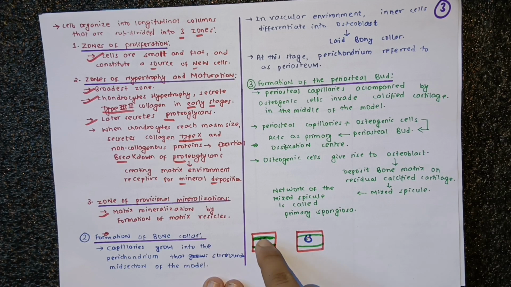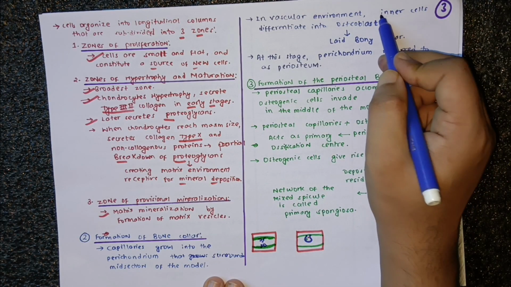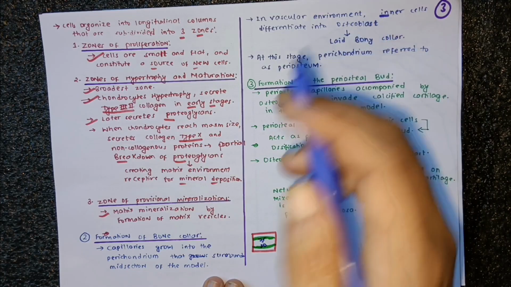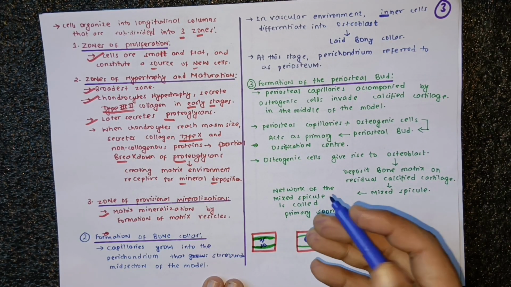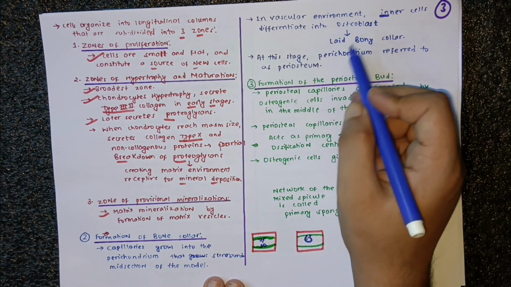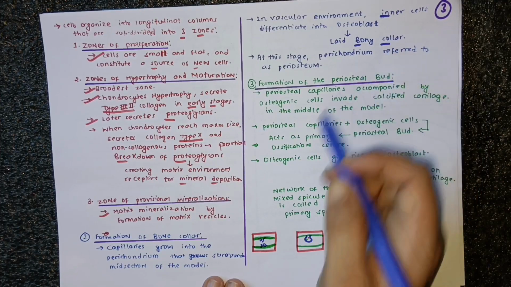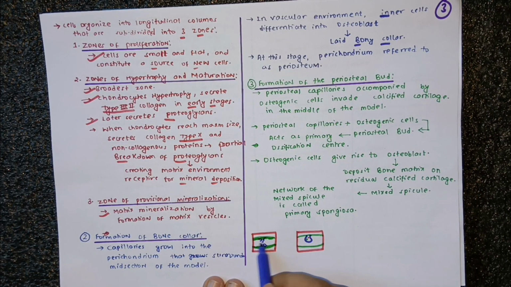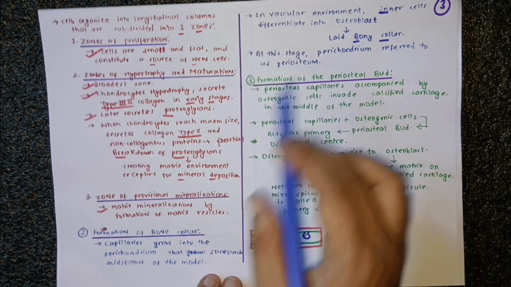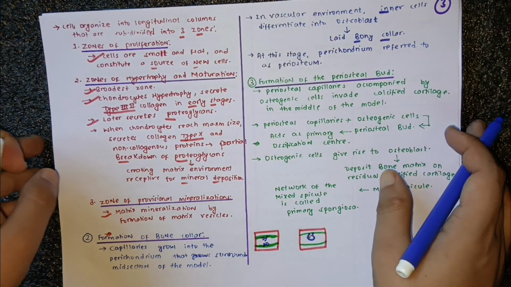And the cells that are just inside this perichondrium, those inner cells differentiate into the osteoblast in the presence of those capillaries and the vascularization, and they form the osteoblast and they form the bony collar. So the bony collar is deposited inside this perichondrium. So that is the proper method of the formation of the bony collar.